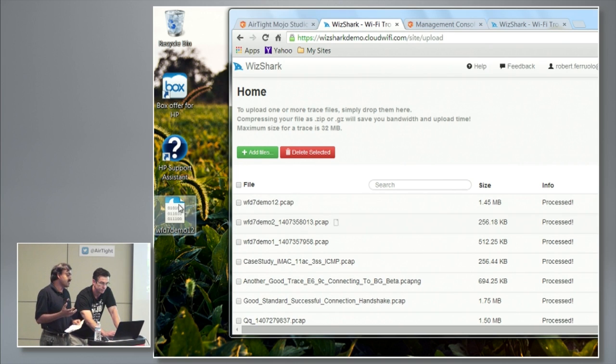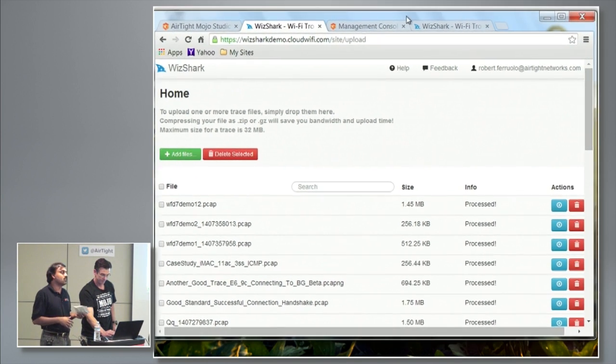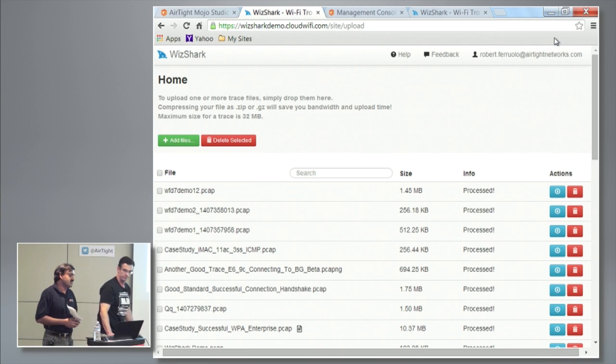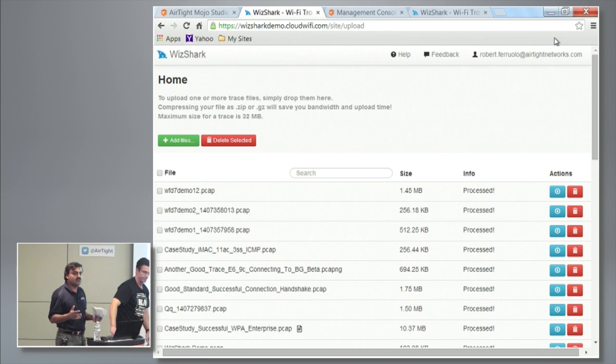And if you notice, we are using the standard PCAP format, and we can support files from anywhere. It doesn't have to come from our own AP or sensor. It can come from anywhere, and people can use this to look at what is happening in their Wi-Fi traces. So this is one of the workflows, as Robert mentioned.